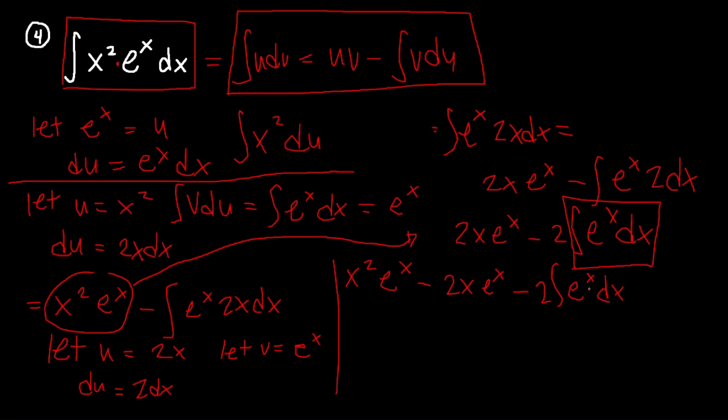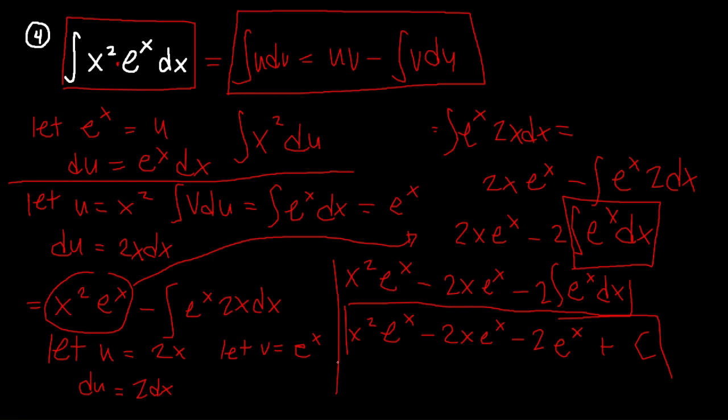So all we have to do is do the operation on this one. So you can just write it as x squared e^x minus 2x e^x minus 2 e^x plus c, and that is your answer.